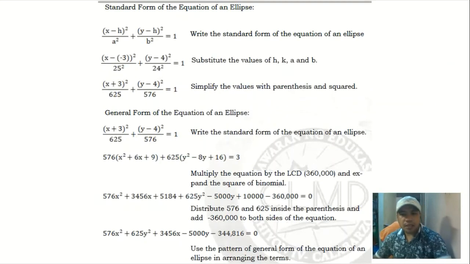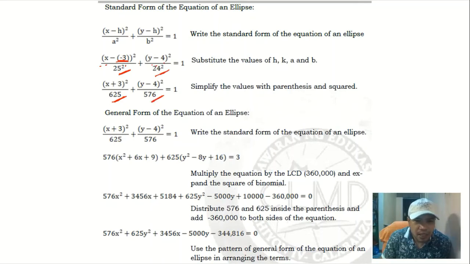Now, for the standard form, so we already have the center is negative 3. So, ipa-plot natin siya sa x minus negative 3, then y minus positive 4. Then sa ilalim, yung malaki nga niyang value is under x since horizontal, kaya 25 squared or 625, then 24 squared or 576. So, mula dito, x plus 3. So, negative, negative will become positive. X plus 3. Then, y minus 4. At ito na yung standard form.